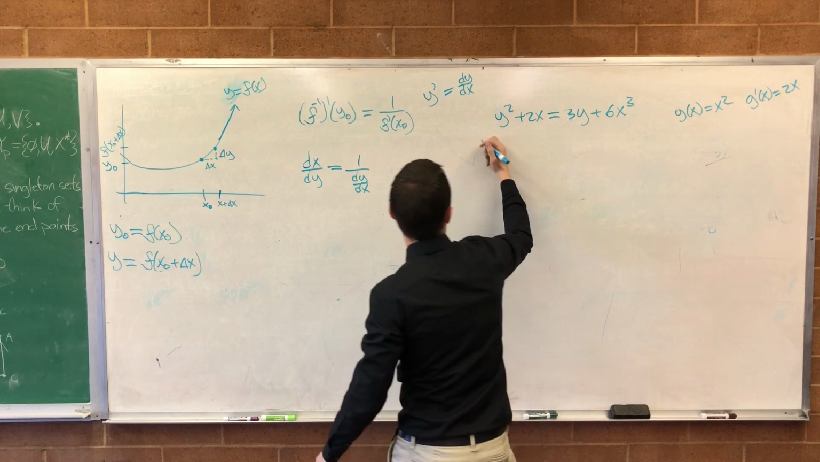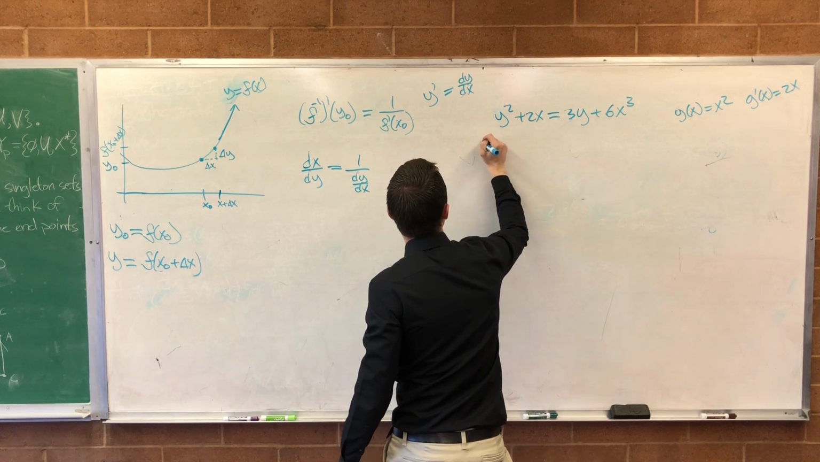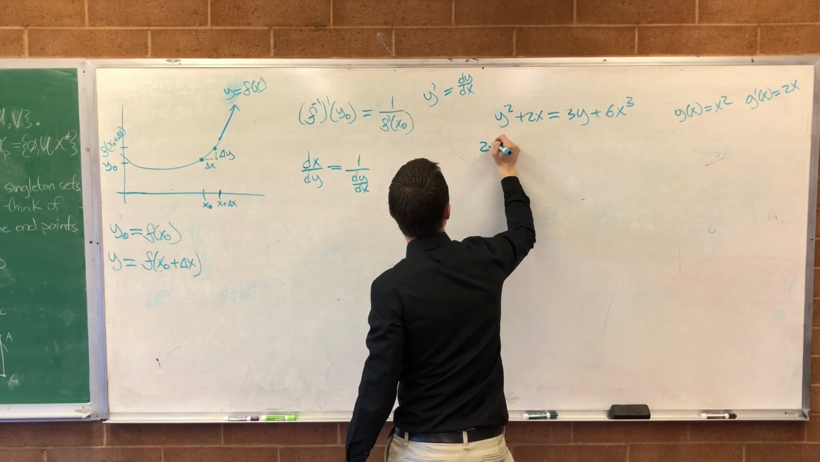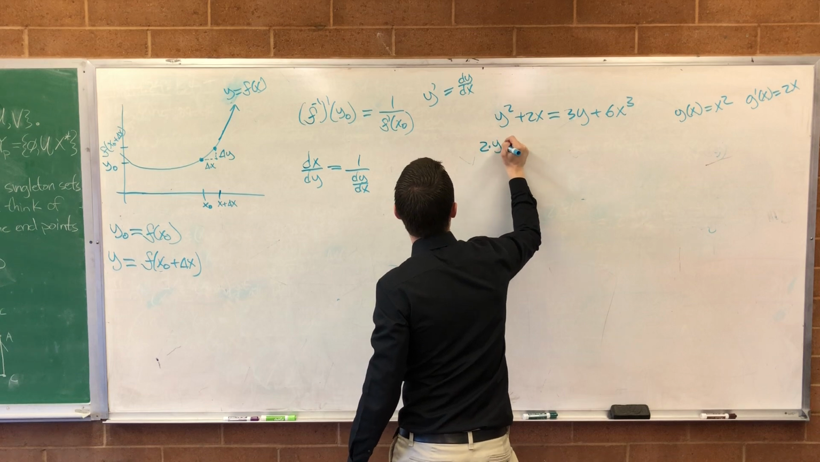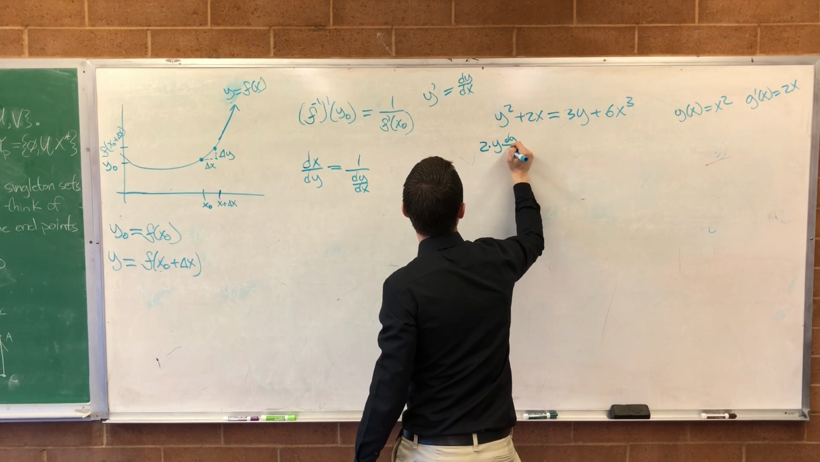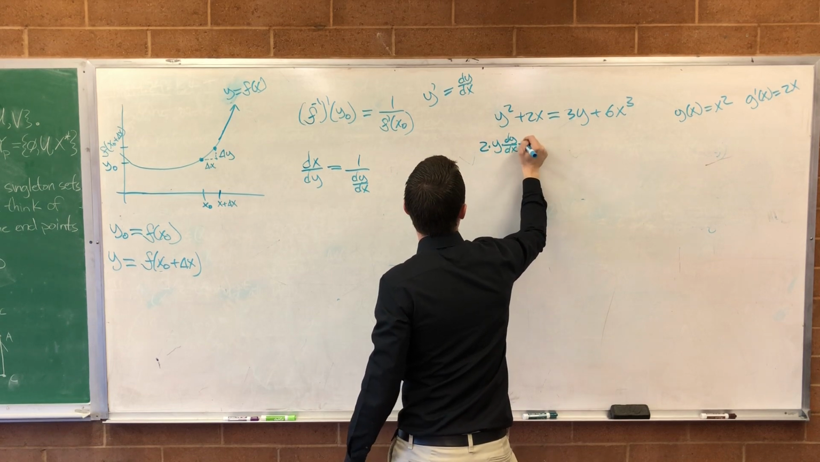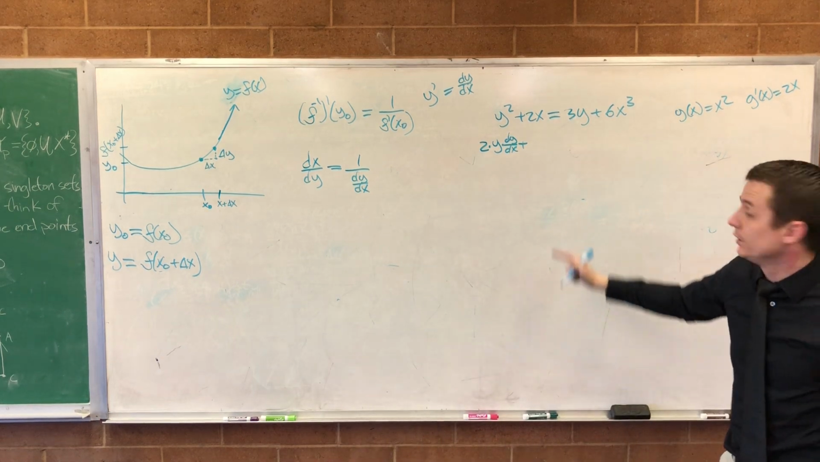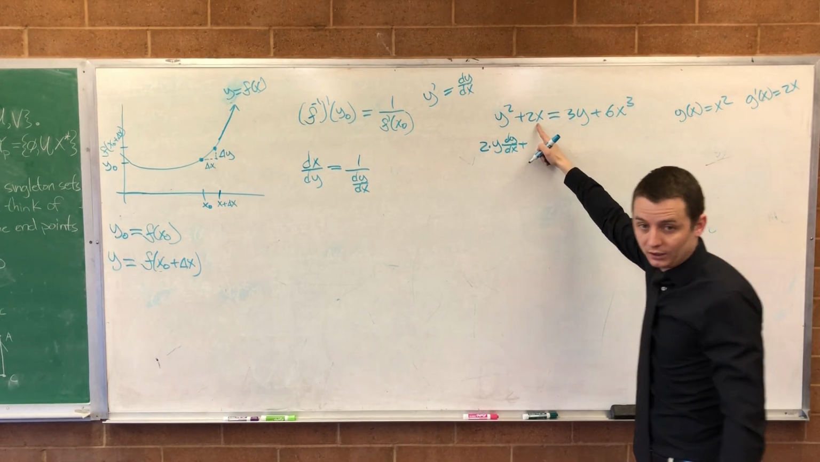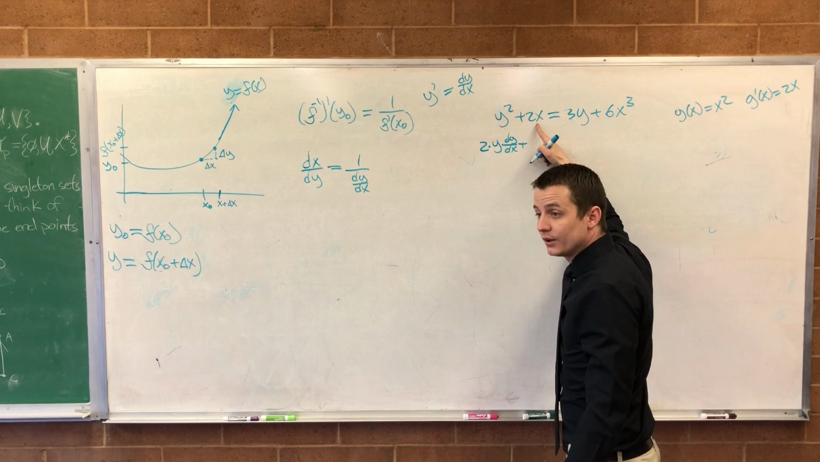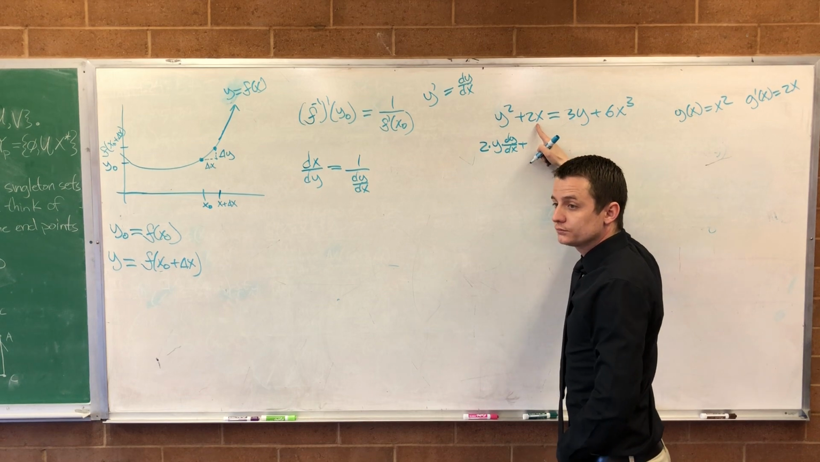So for the first one, what did we get? 2y times dy/dx, right? Yeah. Plus, now I'm taking the derivative of this with respect to x. What do I get? Oh, so you're doing both? What does that mean? Oh, just 2.